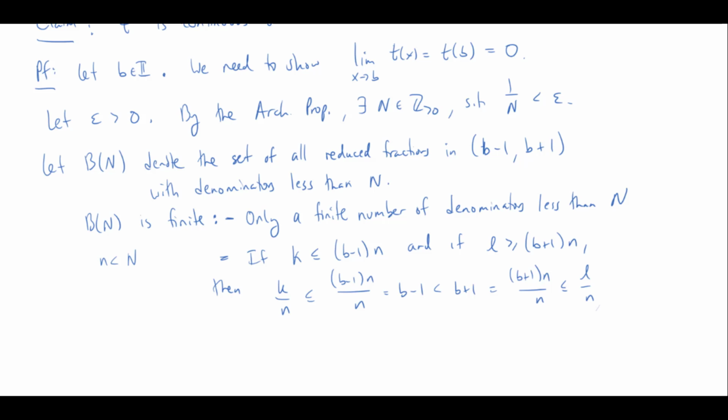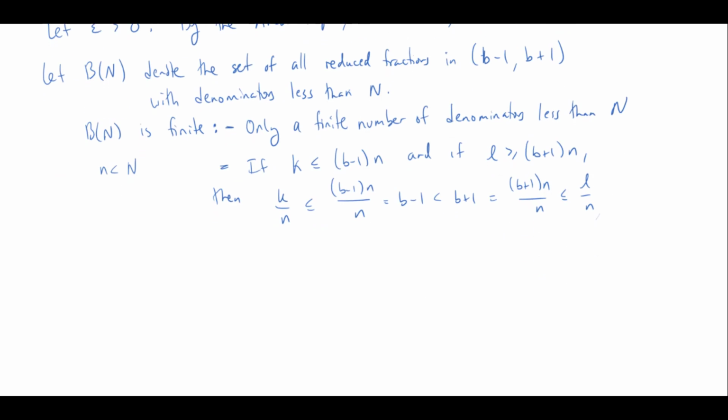So the only fractions that I'm going to have in this set B of n are ones where the denominator is less than big N, and the numerator is going to lie in between (b minus 1) times little n and (b plus 1) times little n. And that's a finite interval. Okay, so this B of n is a finite set.